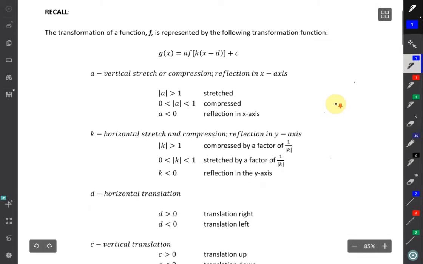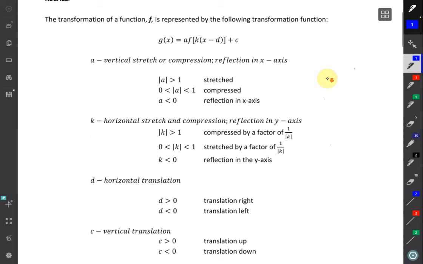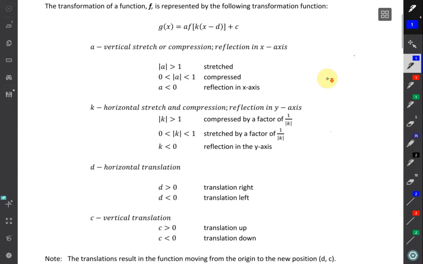However, I still wanted you to recall what the different constants mean because they still apply to trigonometric functions. So you can simply just review these. These are the same constants that we've been using since the beginnings of grade 11.